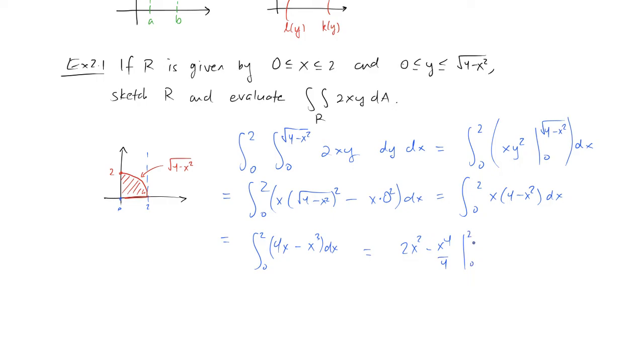from 0 to 2. And we put 2 in there, we'll get 8. We put 2 in here, we'll get 16. And we put 0, we'll get 0. So we get 8 minus 4, which is 4. And that's our answer.